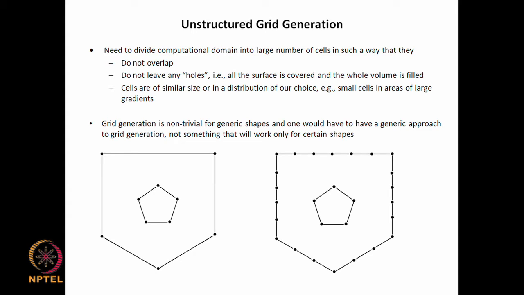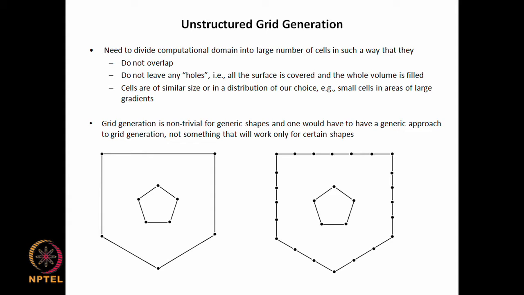So the computational domain must be recreatable from the cells that we subdivide into, and the cells should be roughly of similar size. We cannot have very large cells and very small cells in an arbitrary way, okay. And if they are not of similar size, they should be in a distribution of our choice.